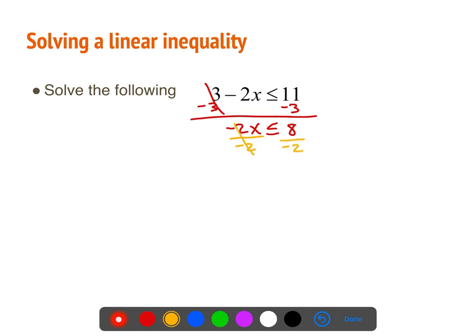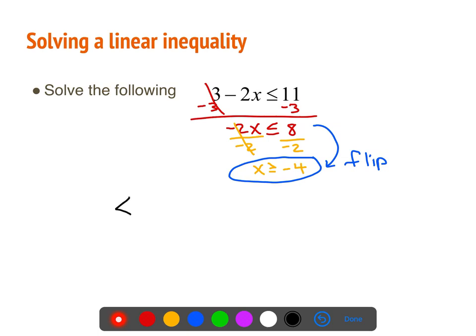That's the multiplication property. Oh, but look there, I'm dividing by a negative number. Since I did, I had to flip the inequality sign to make it go the other direction. So according to this, my answer is all the numbers x that are greater than or equal to negative 4.